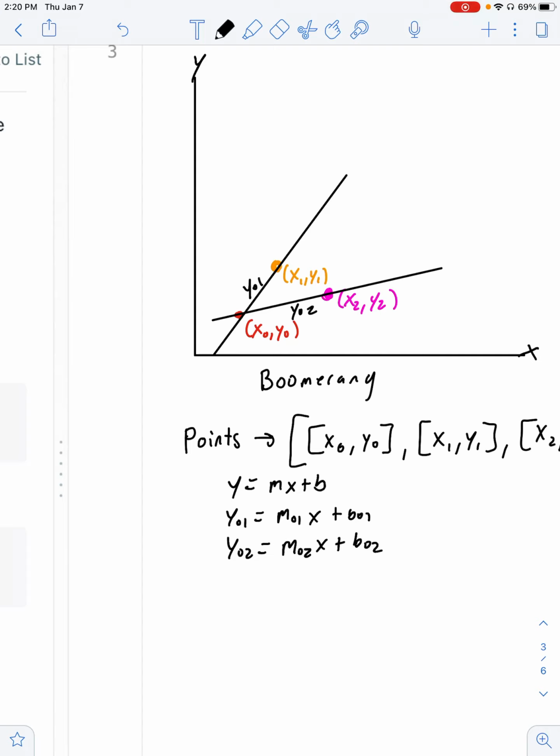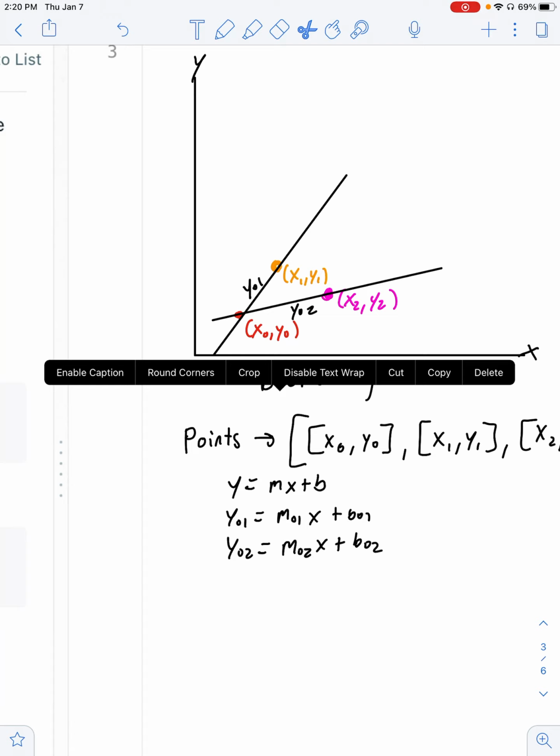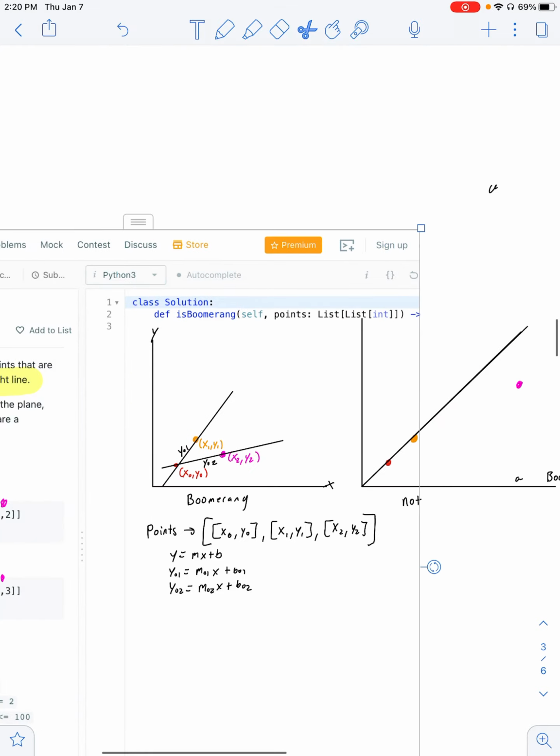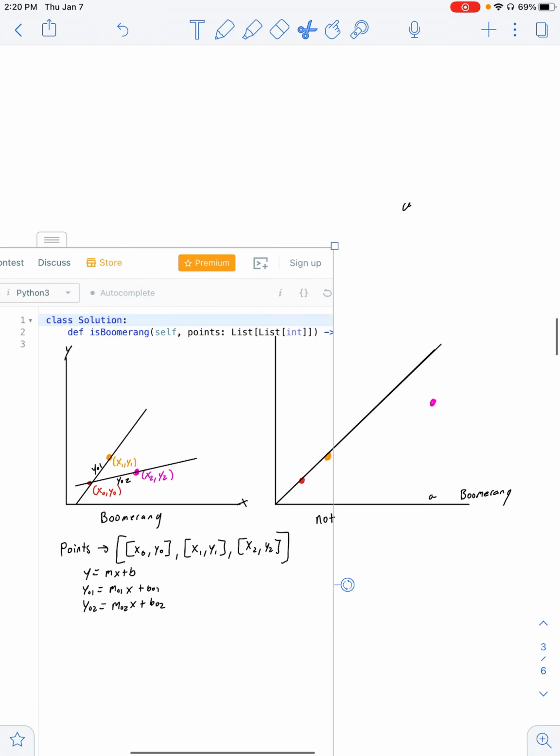So what we're trying to figure out is, if y02 equals y01, then we have a system of points that form a straight line, such as over here.